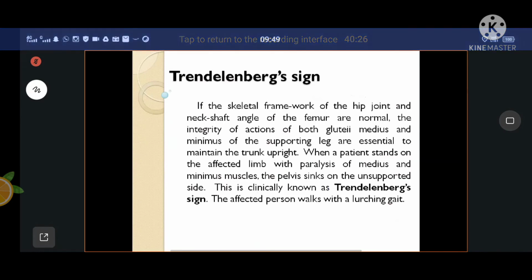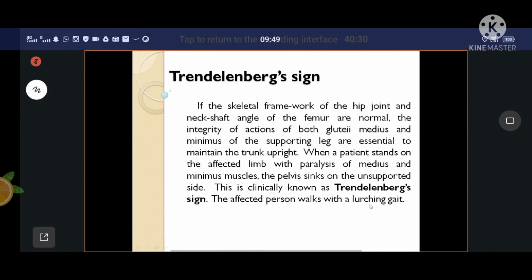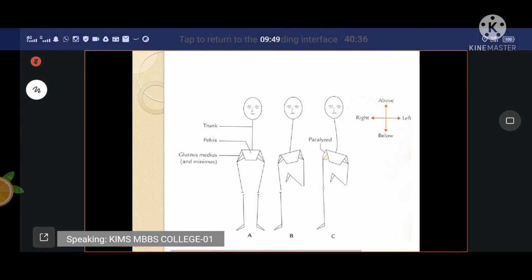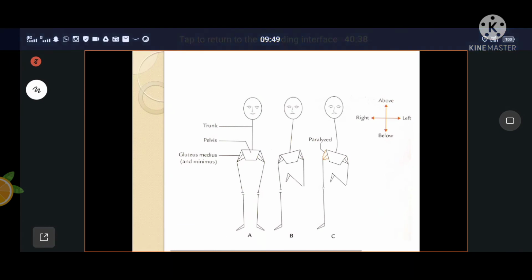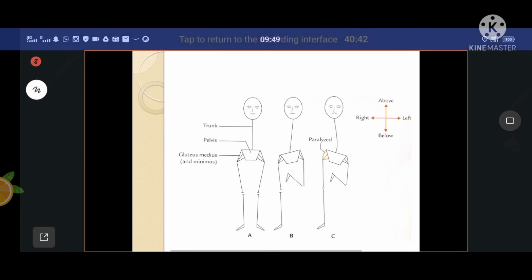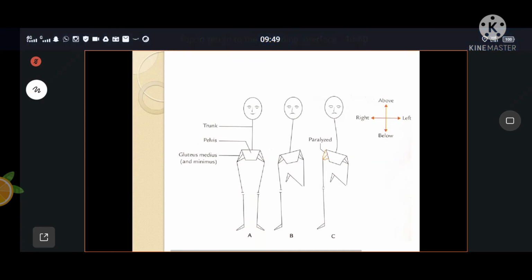So are you understanding? And the patient walks with what type of gait? It is called lurching gait. Have you understood, or should I explain once more about the Trendelenburg sign and the lurching gait? Please give a thumbs up, because this was a question which came for 2 marks in the previous paper.